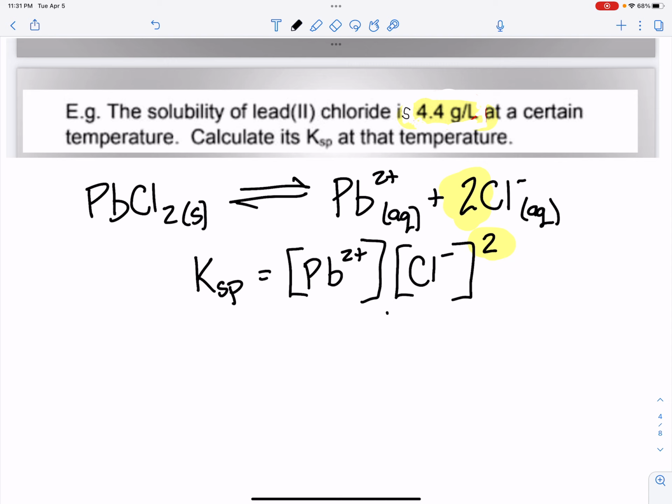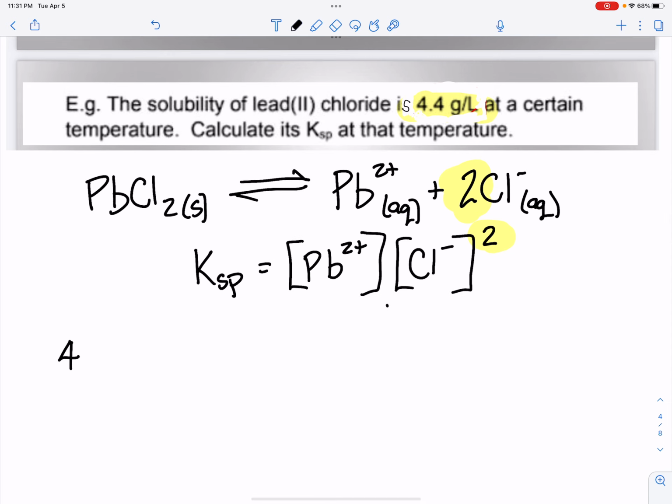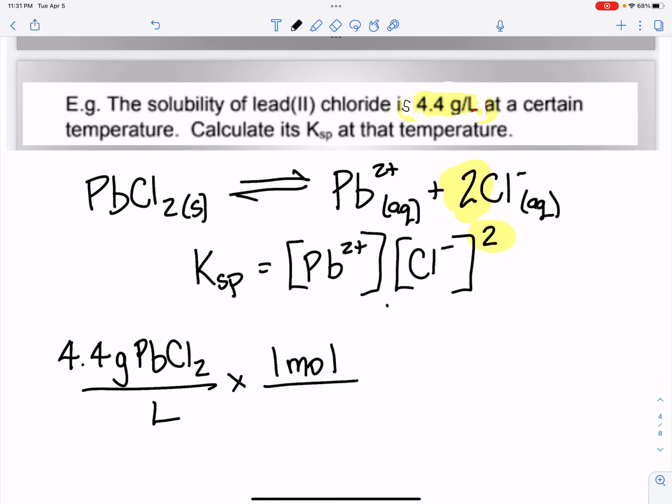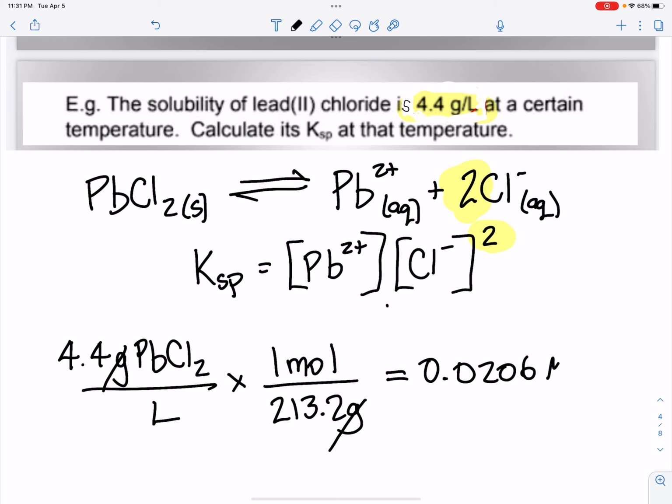So we're going to go back to our stoichiometry for a second here. I'm going to take 4.4 grams of lead 2 chloride per liter, and I'm going to divide by the molar mass of lead 2 chloride. I get from the periodic table 213.2 grams per mole. You'll notice that the grams cancel out, and I'm left with moles per liter of PbCl2. So I got 0.0206 moles per liter.